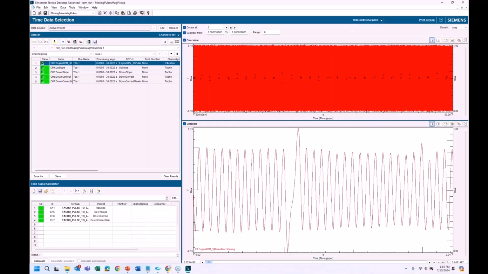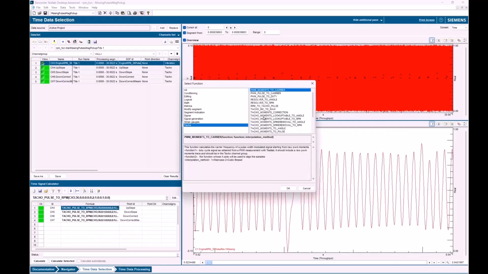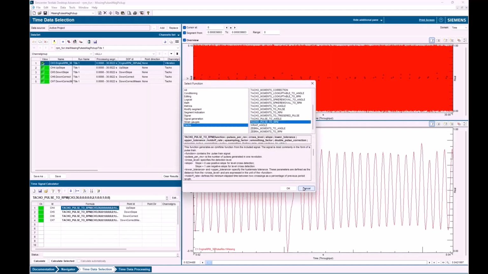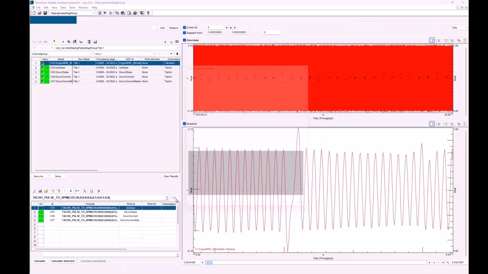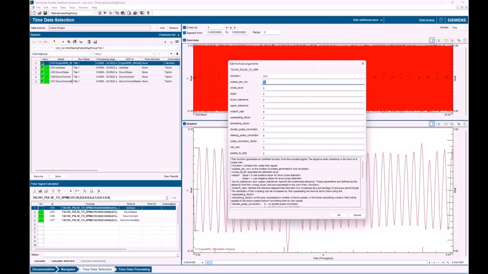Oh yeah, that larger gap there. Yeah, there's a larger gap in time. And it's not uncommon that a gear might have one missing tooth for indexing purposes. And so if I was to use a formula like tacho pulse to RPM, there's all sorts of formulas here to calculate RPMs. I'm using tacho pulse to RPM. I could say, okay, well, there's 36 teeth, at least there should be, and it's crossing 0 volts. So I'll say 0 here.